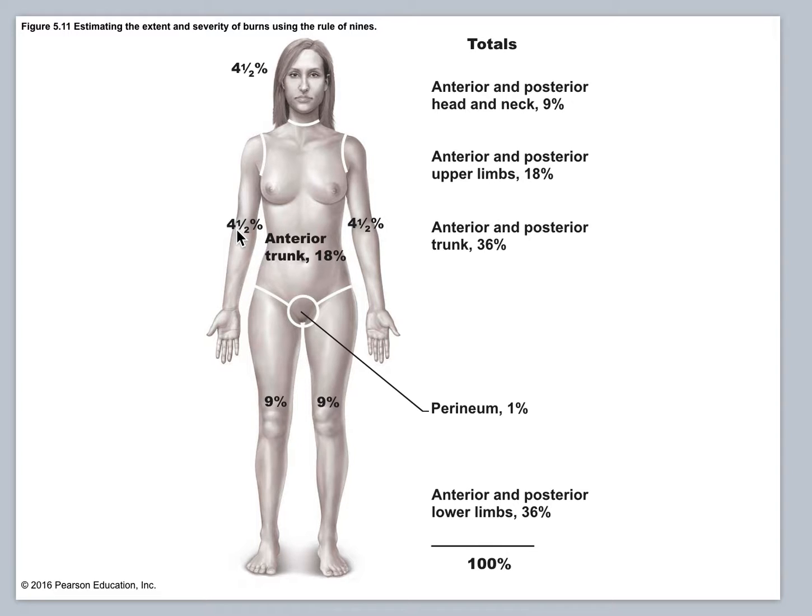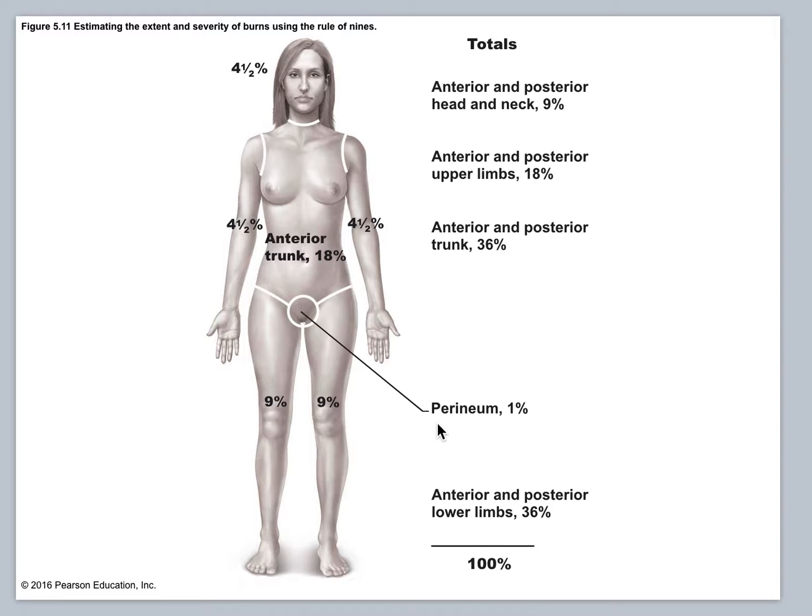The anterior arm is 4.5%. The posterior arm is 4.5%. So the total arm is 9% of each arm. The leg is 9% of the anterior leg, 9% of the posterior leg. So we add all these up, and the perineum is 1%. So add all this up is 100%.